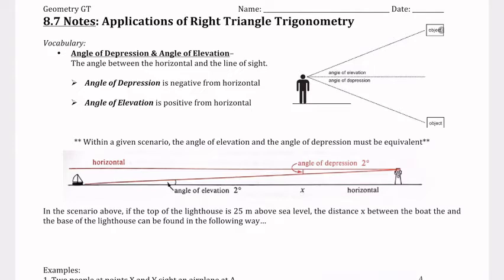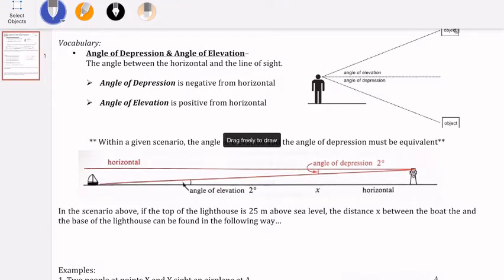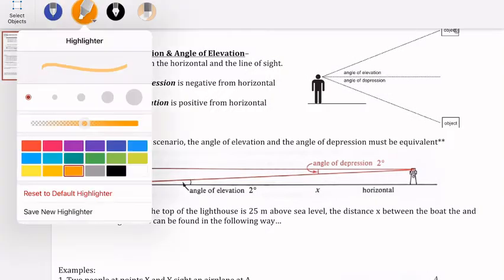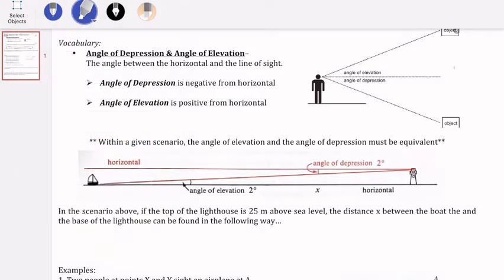So today, let's start off with some vocab. We have angles of depression and angles of elevation. So what this is, the angle between the horizontal and the line of sight. So how this works is, if you take a look at this diagram here, we have a person, and when they are standing up straight and looking just straight out, horizontal to the ground, we create this line of sight that is horizontal to the ground.